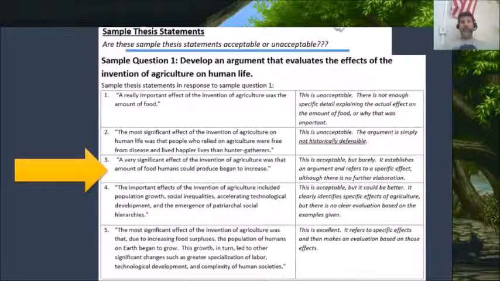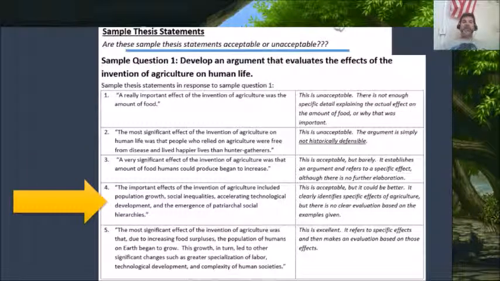This is okay. Number four, the important effects of the invention of agriculture included population growth, social inequalities, accelerating technological development, and the emergence of patriarchal social hierarchies. This is good. This is acceptable. Could be better. It identifies several specific effects of agriculture, lines of reasoning, but the evaluation, it doesn't sort of evaluate among them or try to say which one's the most important or might have led to the other ones happening. So this is good, and it's a sort of basic evaluation, but it's not really anything too sophisticated.